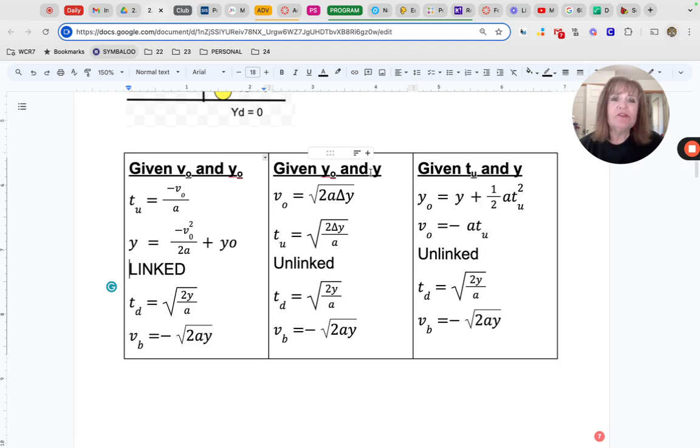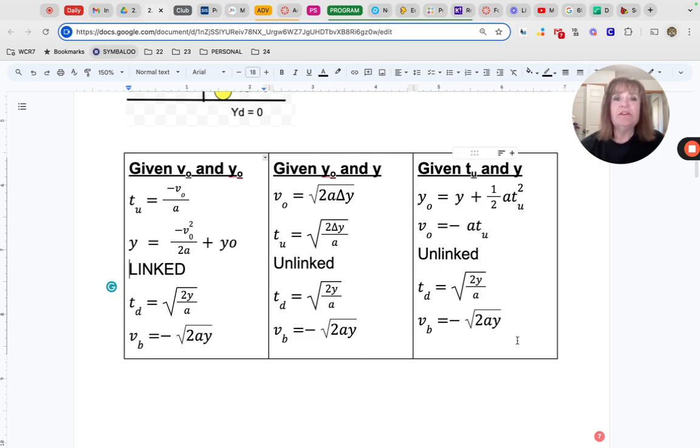The second situation you're given is a y naught and a y. Again, you're up. Notice that you have a delta y here. Delta y means what is the difference between your y naught and your y? But then it's unlinked because we have one of our down variables of the ultimate height.